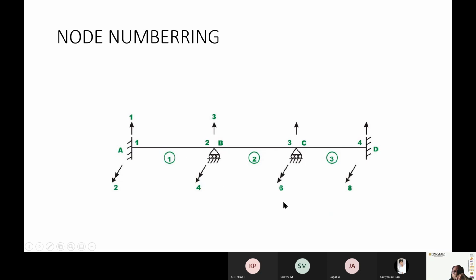Why I am repeating is, usually the students commit a mistake when they are doing the problem. That is the restrained and the degree of freedom. If they commit any mistake, then by the end of the problem, the whole problem will end up with the error. So you have to be very careful in identifying the nature of support. As I told, one more clue I gave: the odd numbering is for the vertical translation and the even number is for the rotation.